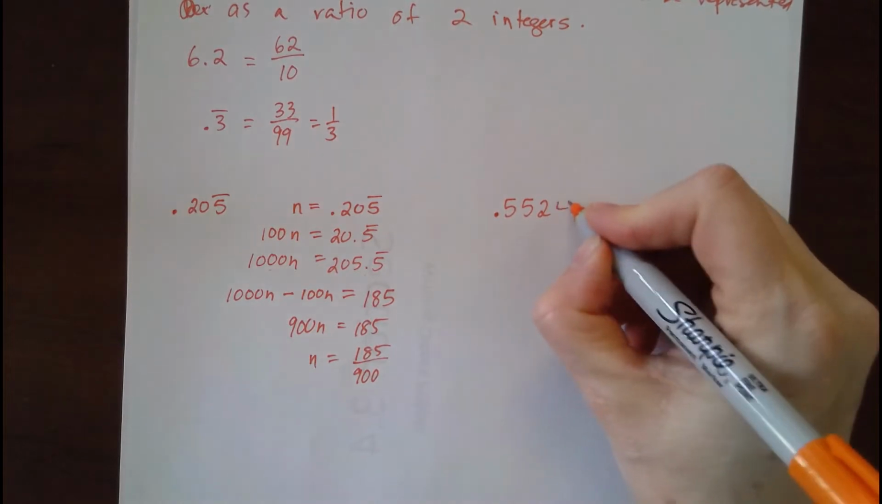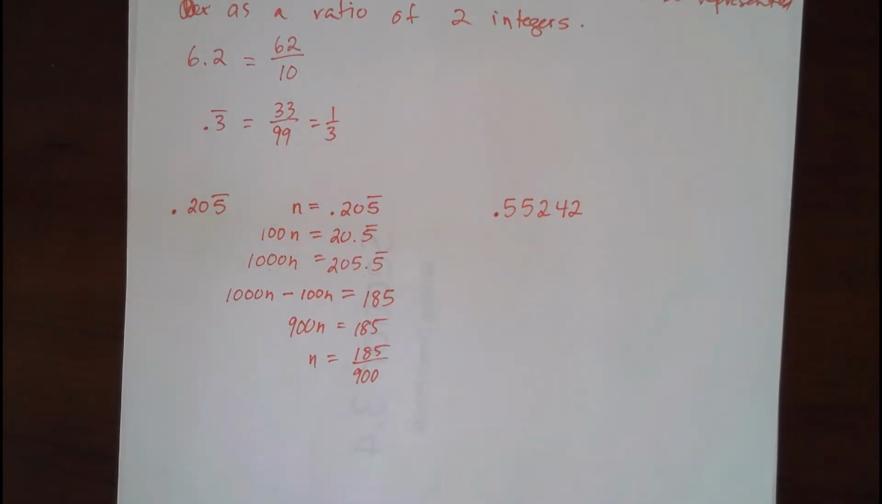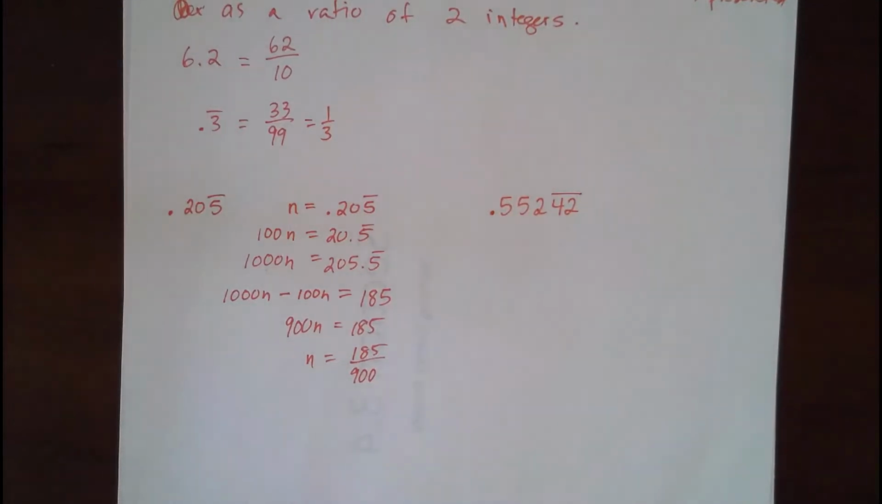42. Oh yeah, that's a good one. I like 42. Okay, and then, all right. Austin, how many digits do you want to repeat? 2, 3, 4? 2. We're going to have these last two repeat.